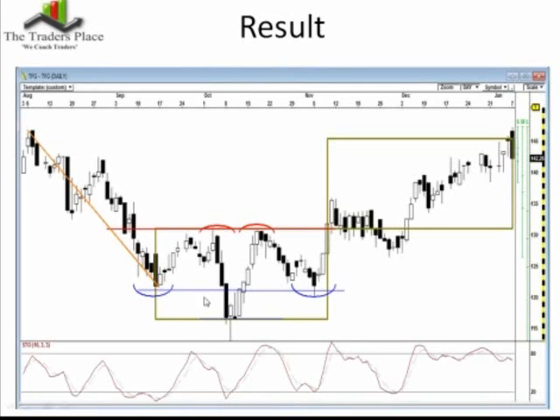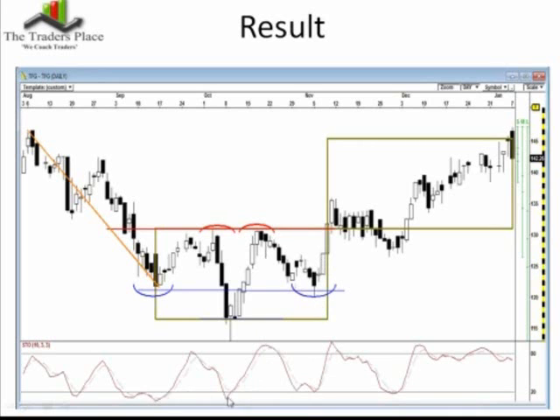The other thing to notice here was the stochastic confirming this particular pattern. It's oversold on the left shoulder. It goes overbought on the first half of the neckline, or would be considered the left armpit. Then the head goes oversold again. The right neckline goes overbought. And we have divergence on the right-hand shoulder.